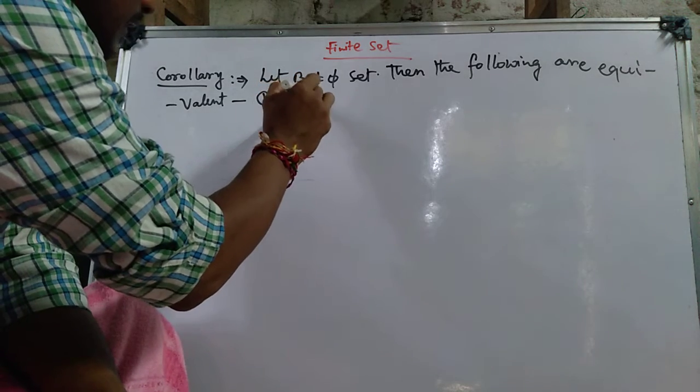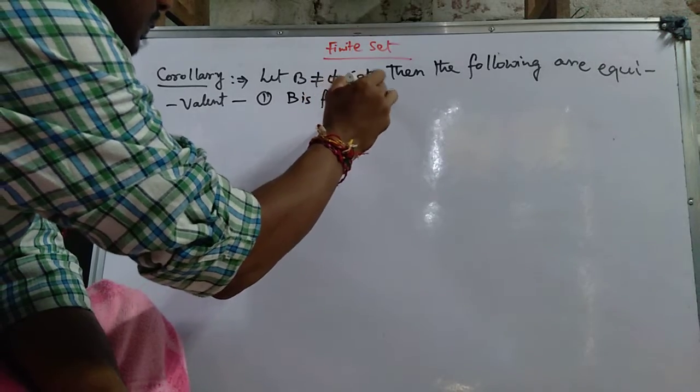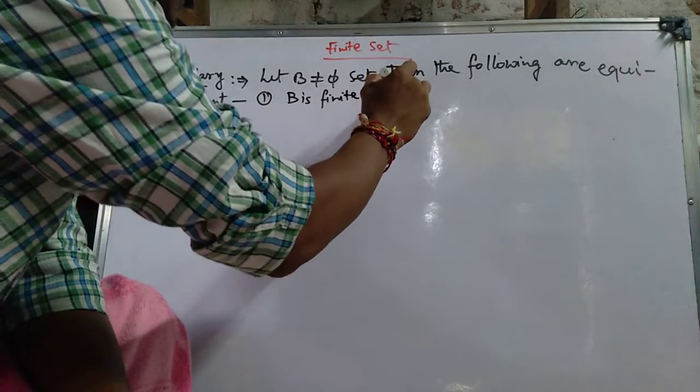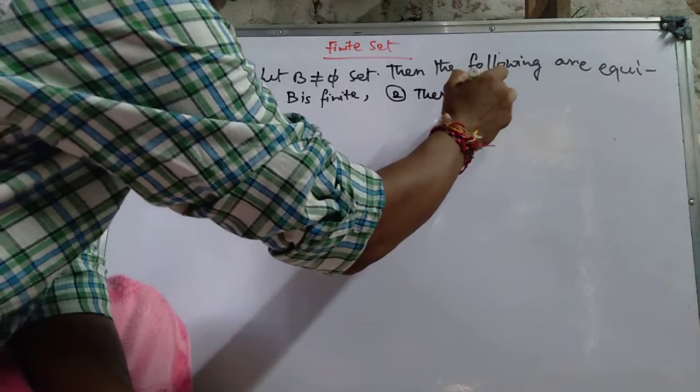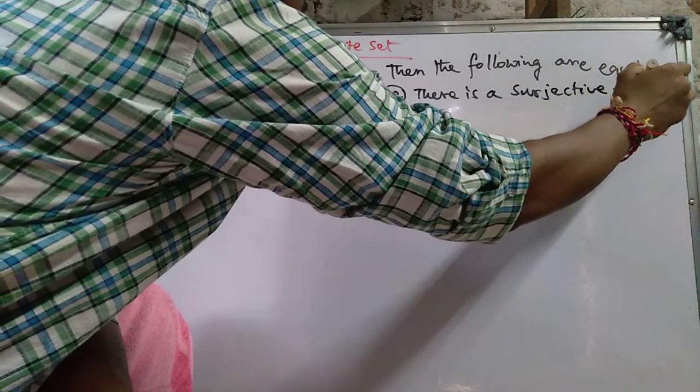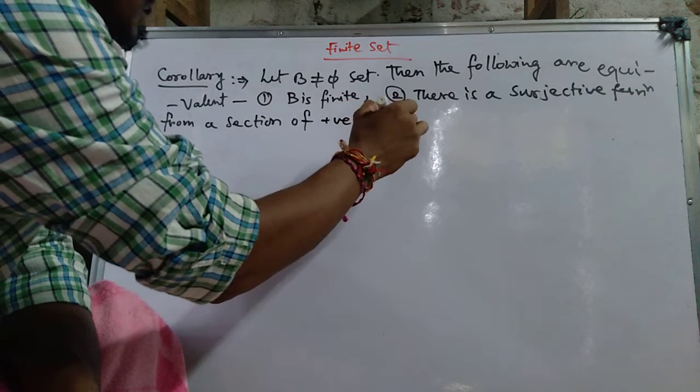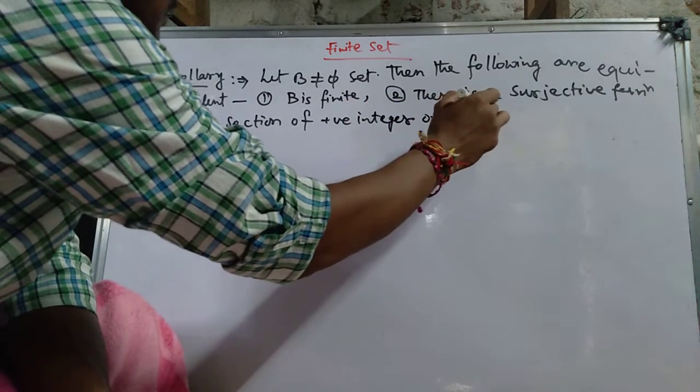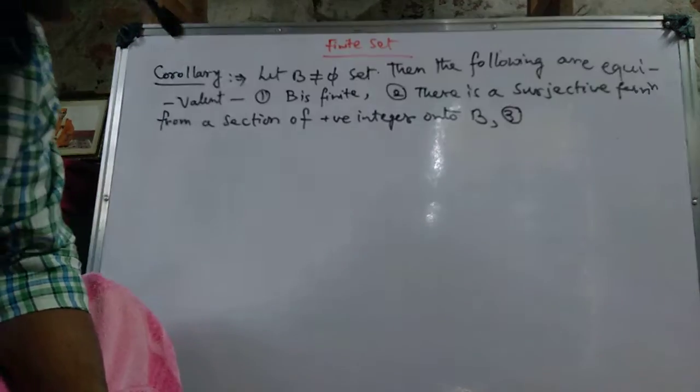First, B is finite. Second, there exists a surjective function from a section of positive integers onto B. And third, there is an injective function from B into a section of positive integers.